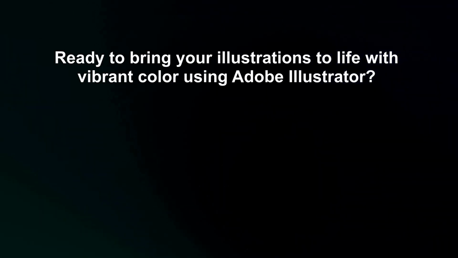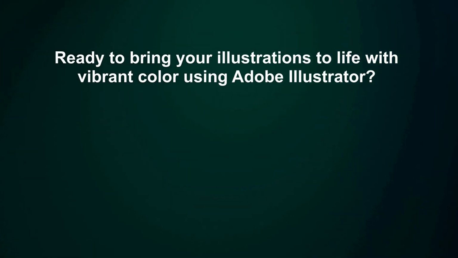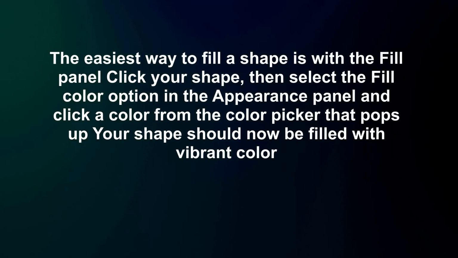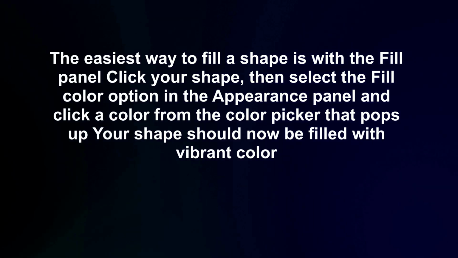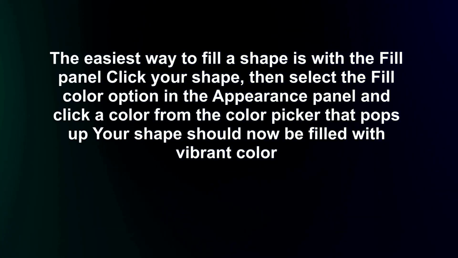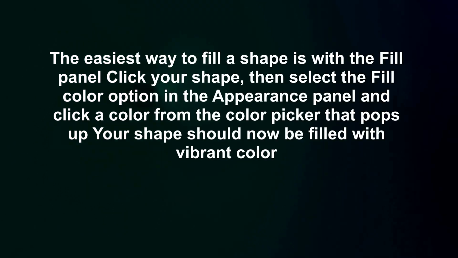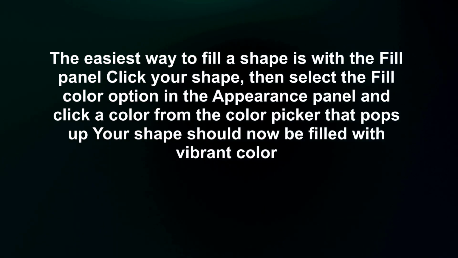Ready to bring your illustrations to life with vibrant color using Adobe Illustrator. The easiest way to fill a shape is with the Fill panel. Click your shape, then select the Fill Color option in the Appearance panel and click a color from the color picker that pops up. Your shape should now be filled with vibrant color.